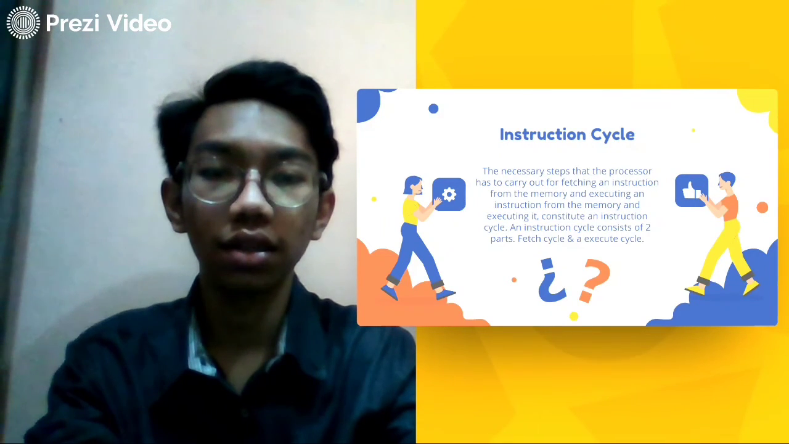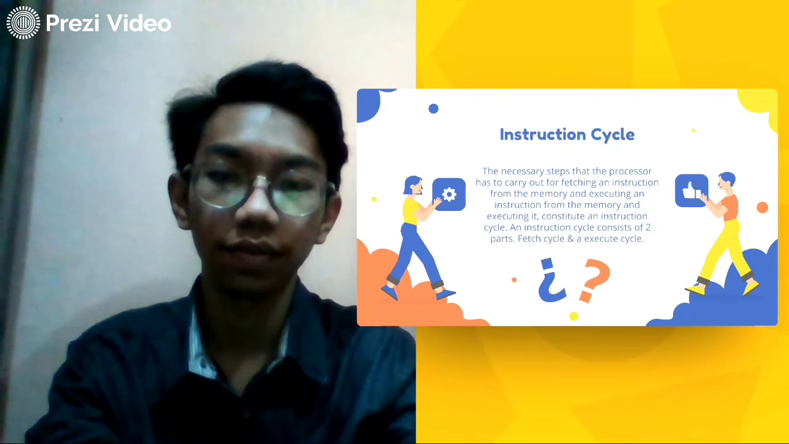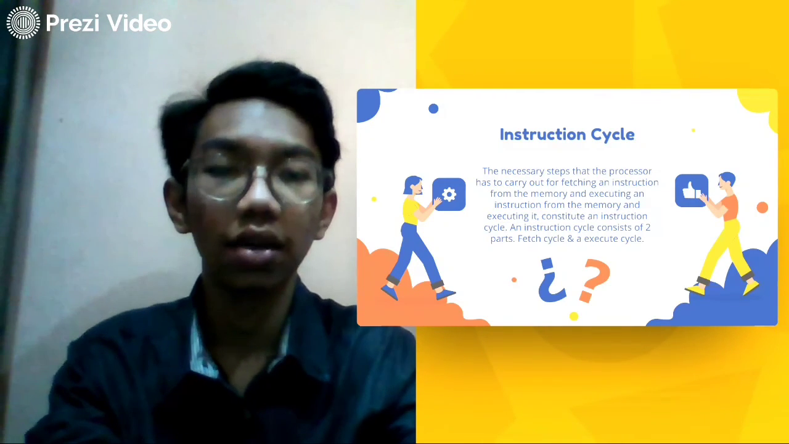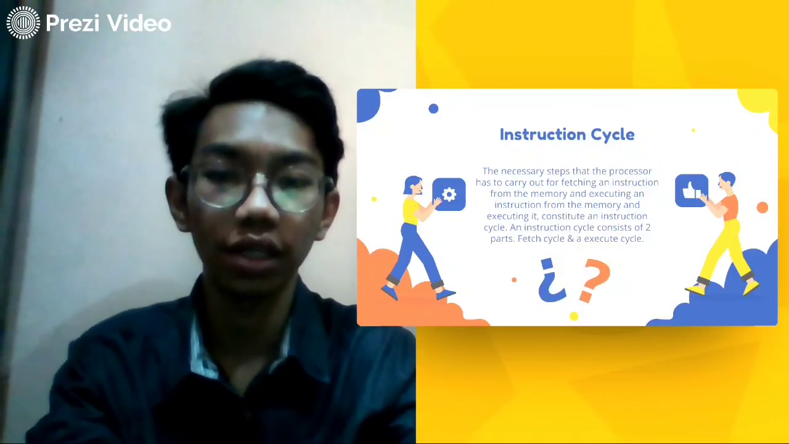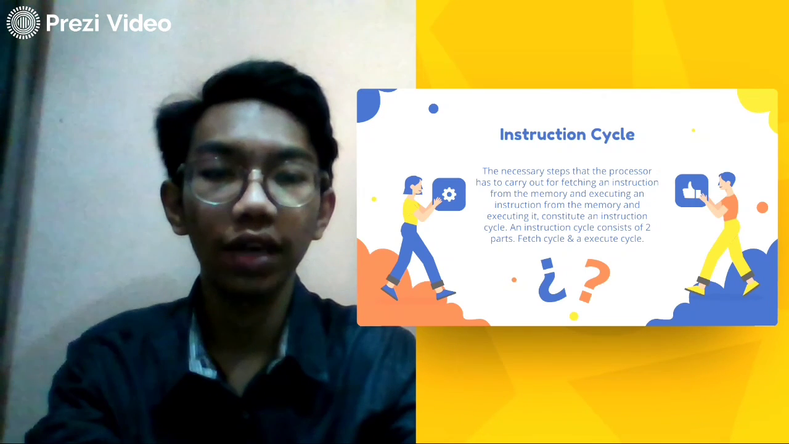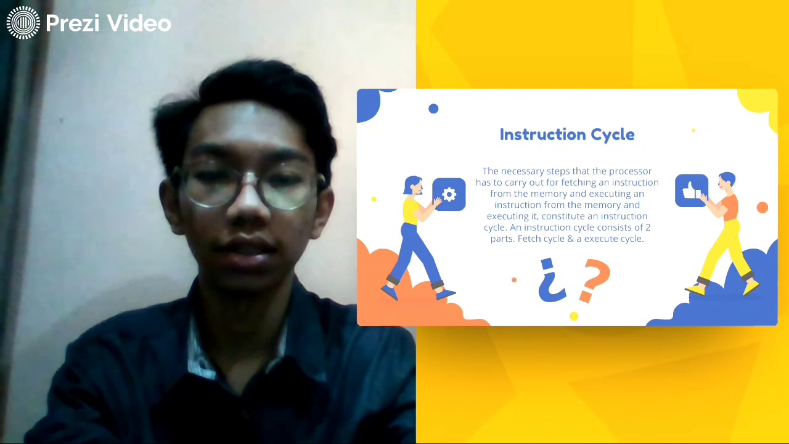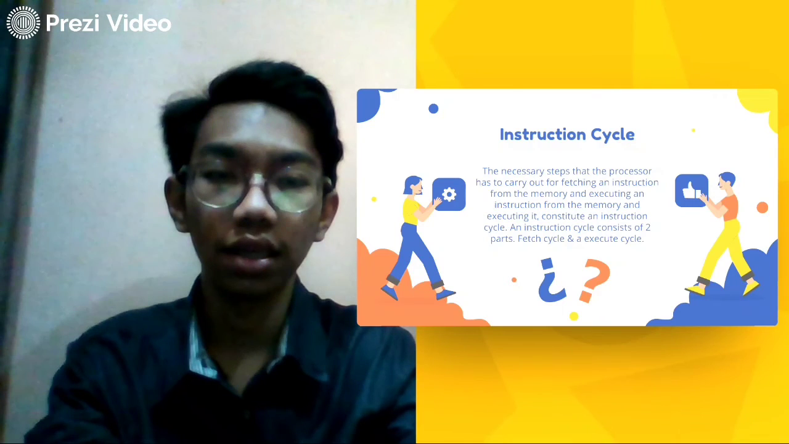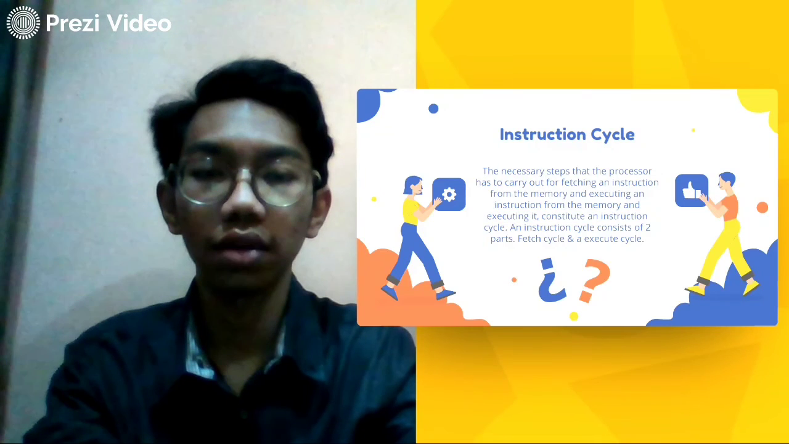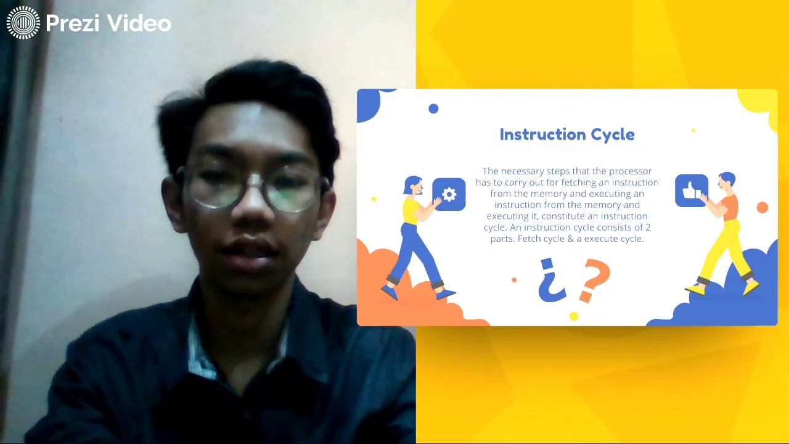An instruction cycle consists of two parts, fetch cycle and execute cycle. In the fetch cycle, the CPU fetches the opcode of the instruction from the memory. The necessary steps that are carried out to fetch an opcode from the memory constitute a fetch cycle. In the execute cycle, an instruction is executed. The necessary steps which are carried out to execute an instruction constitute the execute cycle.